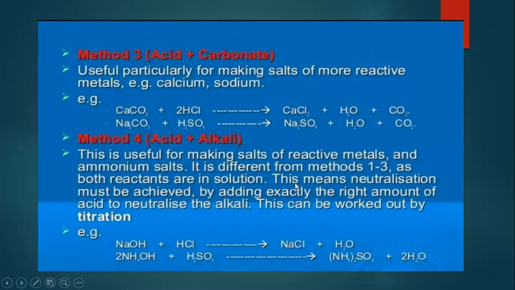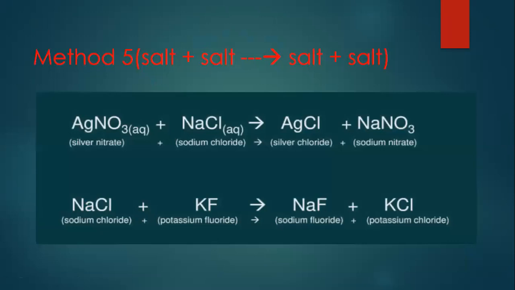It is different from methods 1 to 3 as both reactants are in solution form and it is a type of neutralization reaction and you have studied it before. NaOH reacts with HCl to give you a salt NaCl. Ammonium hydroxide reacts with sulfuric acid to give you ammonium sulfate.